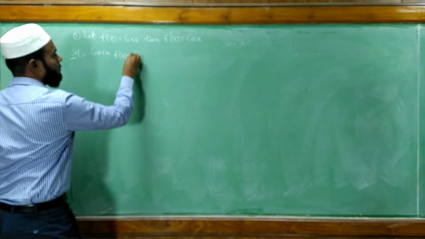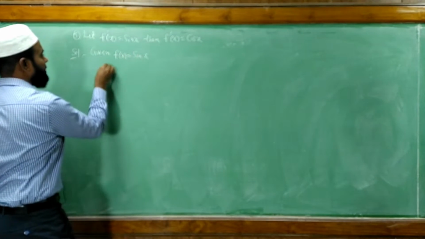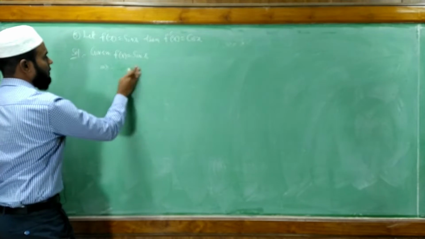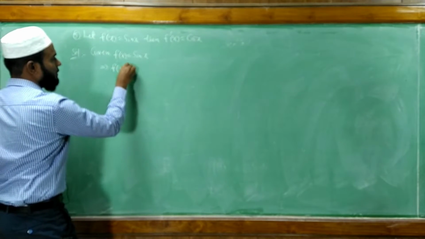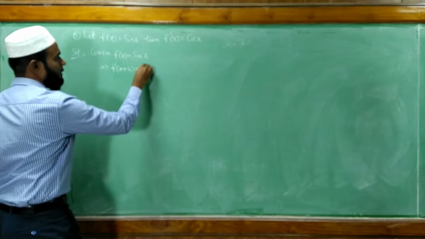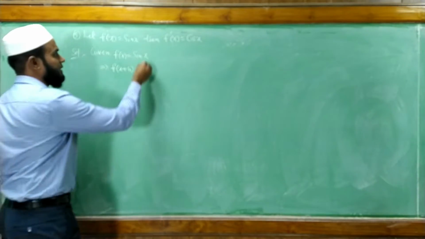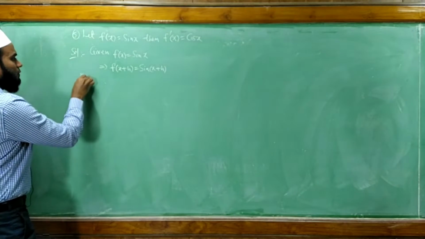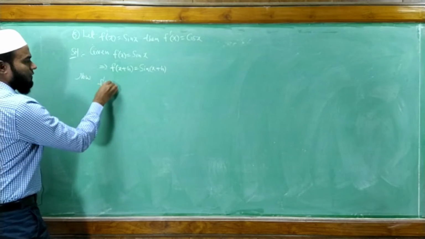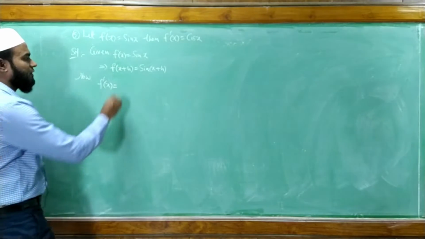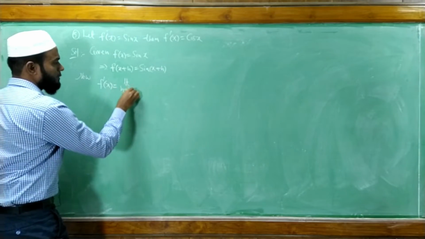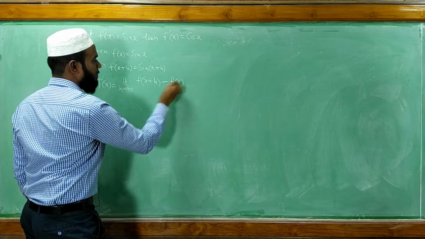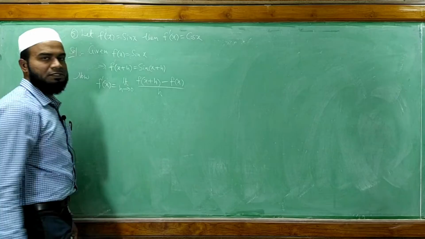So given f of x equals sin x, this implies f of x plus h is equal to sin, wherever x is there I have to write x plus h. Here x is there, so x plus h. Now we know the formula, from first principle, f dash of x equals limit h goes to 0, f of x plus h minus f of x divided by h, right?